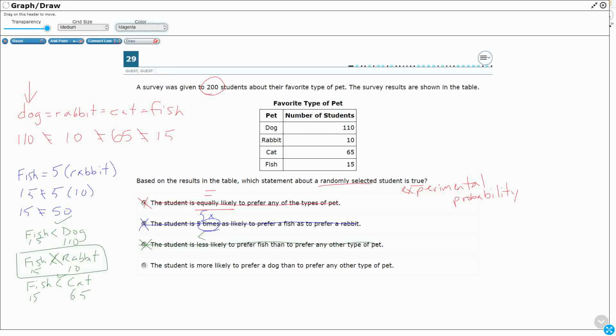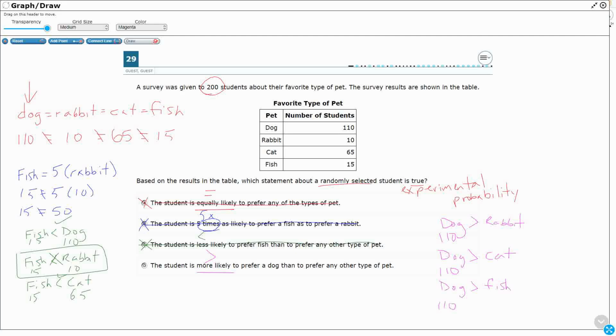The student is more likely to prefer a dog, so more likely is greater than any other type of pet. So we can do the same thing here, right? Dog is greater than rabbit. Dog is greater than cat. And then dog is greater than fish. Yep, dog was the biggest one, 110, all the way down.